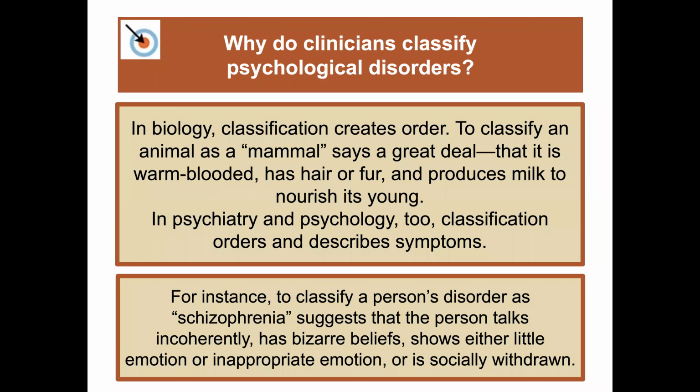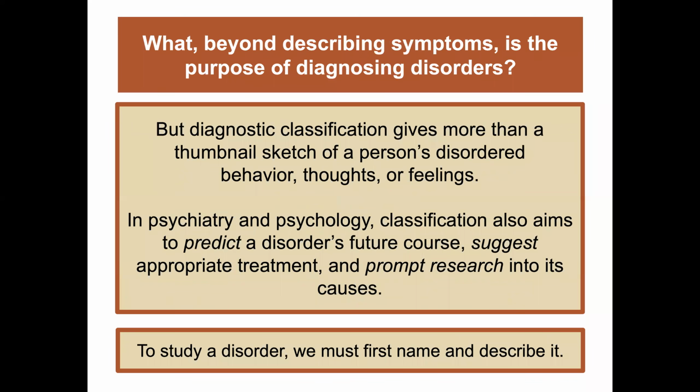For instance, to classify a person's disorder as schizophrenia suggests that the person talks incoherently, has bizarre beliefs, shows either little emotion or inappropriate emotion, or is socially withdrawn. It gives you sort of a framework to be thinking about. But what beyond describing symptoms is the purpose of diagnosis?